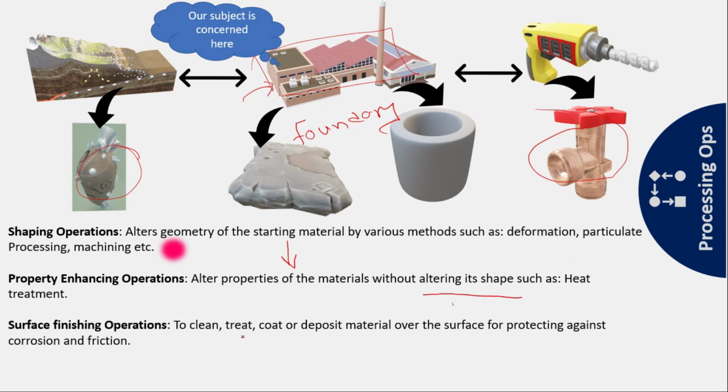Then the last one, the surface finishing operation. You must have seen at your homes that on the iron grills you coat some zinc oxide to protect them against corrosion or the environmental effect. So this is the same thing, surface finishing operation, to clean, treat, coat or deposit material over the surface for protecting against corrosion and friction. The only purpose is to protect the surface of the material.